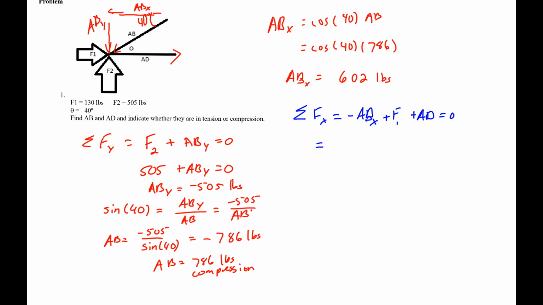Alright, so we've got ABX is negative 602 plus F1 is 130 plus AD equals 0. So we get AD equals 602 minus 130. And what do we get AD equal? Is that compression or tension? Tension.